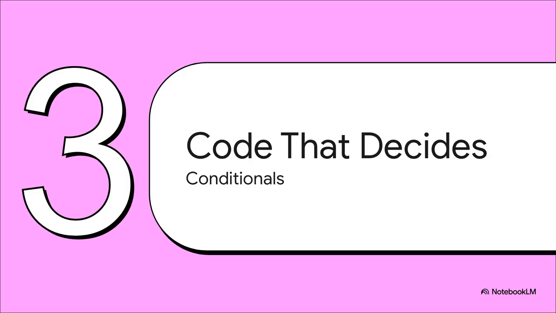All right, this is where things get really interesting. Right now, our program is kind of dumb. It just does one thing after another. To make our code smart, to make it useful, we need to give it a brain. And the way we do that is with something called conditionals. This is the moment our code starts making its own decisions.